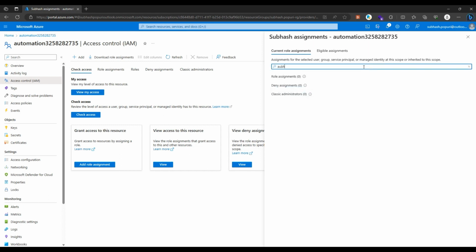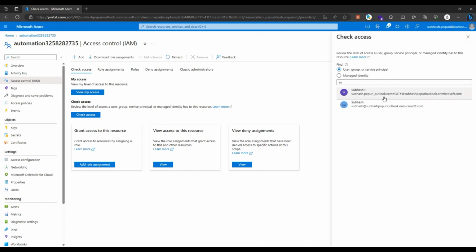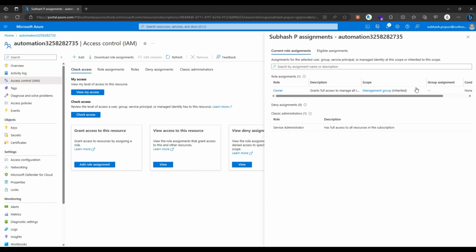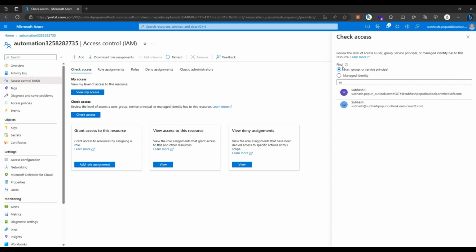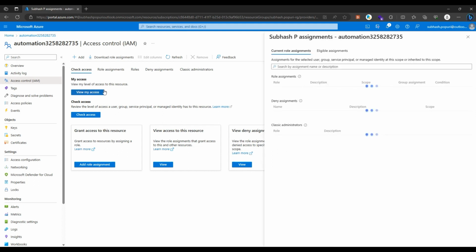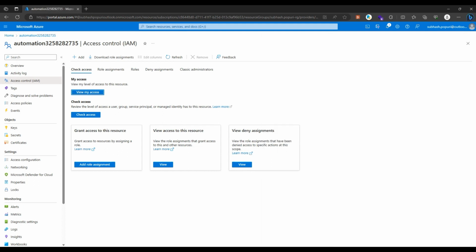Now, when you check another user, okay, I need to go back again, and I check this user, you can see this user is an owner and it is inherited due to my role of being an owner of this particular management group. We'll talk about inheritance in just a moment, but this is how you can check access of any specific identity, be it a user, group, service principal, or managed identity, using this option called check access. If you want to check the access of the current logged in user, you can use the view my access button.